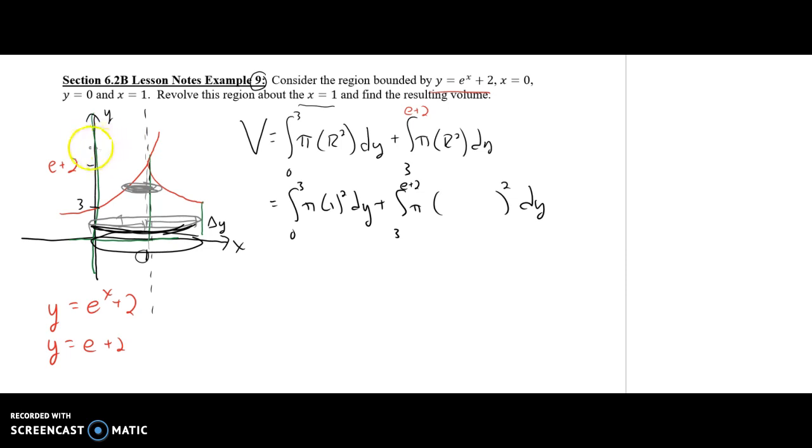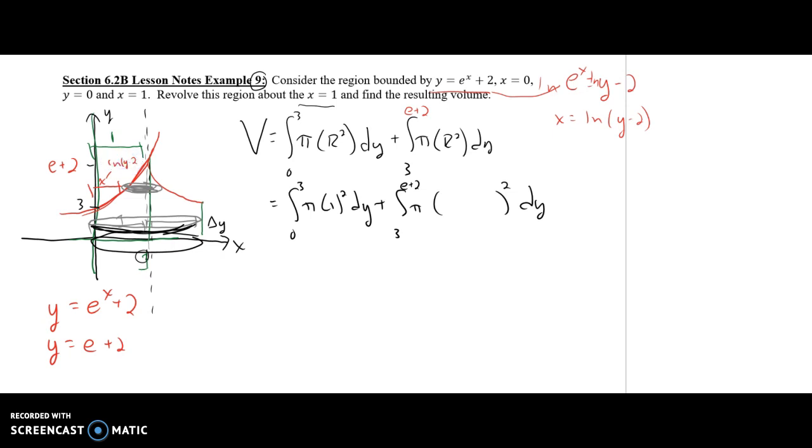So what we can do is look and say, okay, this distance right here is a distance of 1, because this is 1 down here. This distance right here is an x distance to this curve. So I would need to take this function right here and solve it for x. I'm going to subtract that 2 over first, and then take the natural log of both sides. I'm going to end up with the natural log of y minus 2. So this distance right here is equal to the natural log of y minus 2.